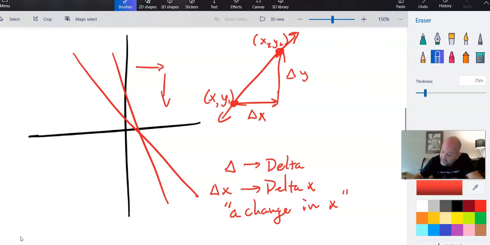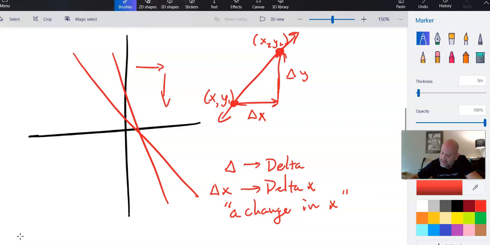So let me get that off of there, and we'll go back here. Now, looking at these things, looking at this little triangle here, if I want to know how much y changes, I know y starts at whatever this first value is, y1, and it moves all the way up to y2. And so there's an increase here.